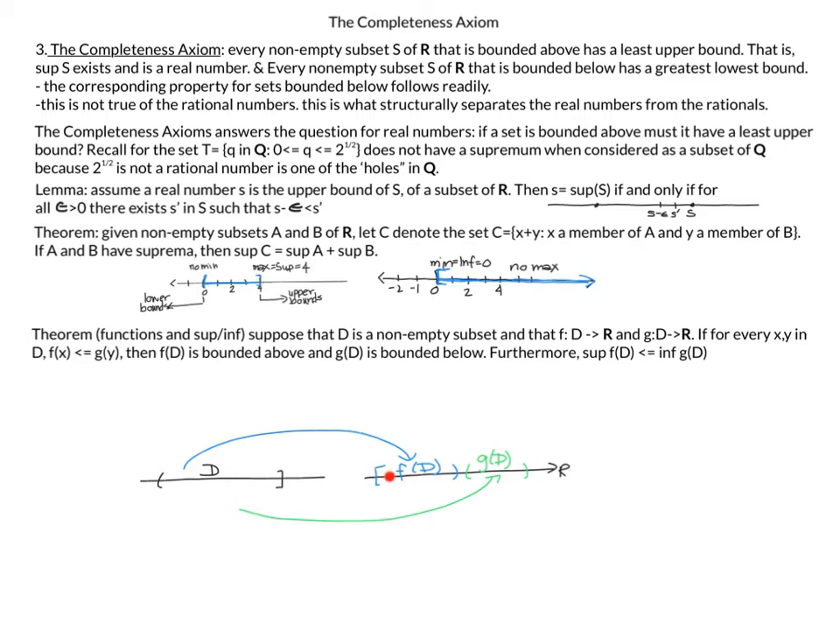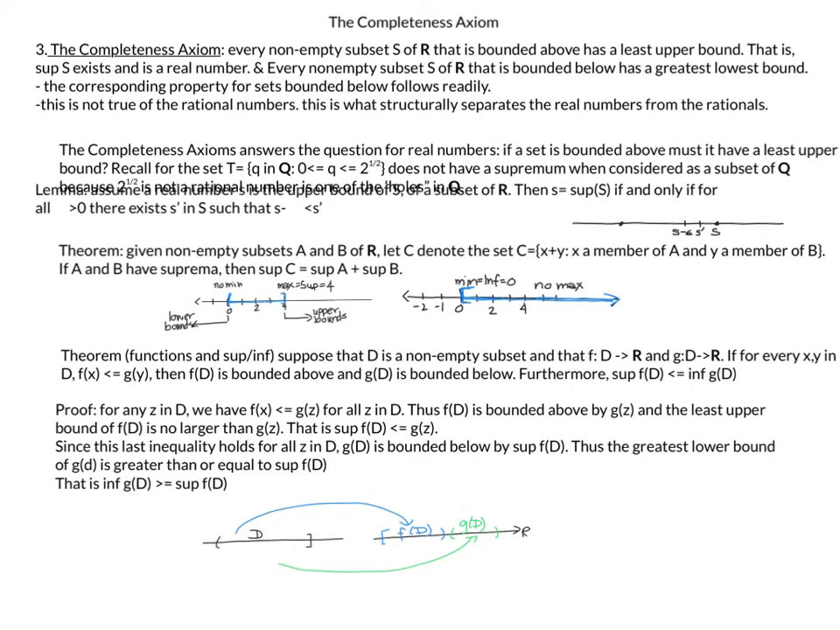So F is bounded below. And furthermore, even the supremum of F is still less than the inf of G, since everything in G is bigger than F. And this picture sort of illustrates this proof of the theorem.